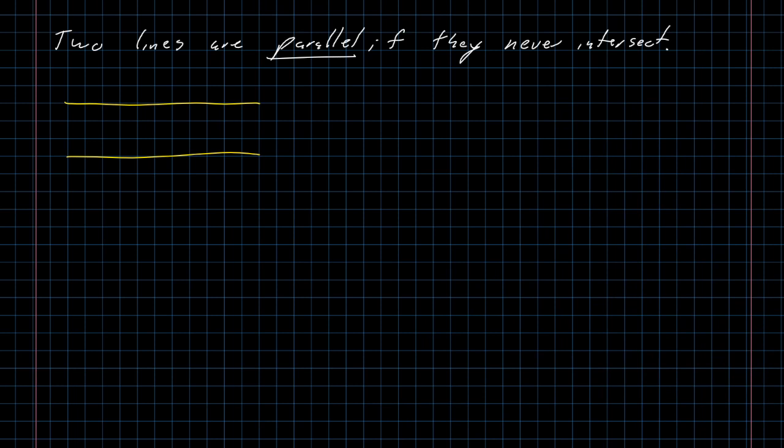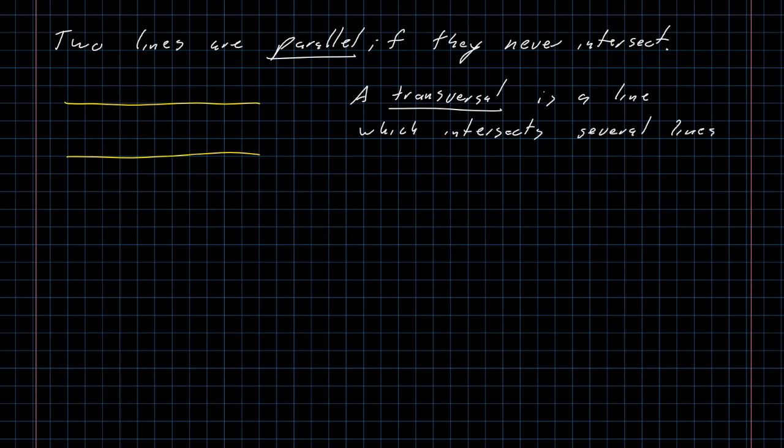All right. Up next, a transversal. This is one of those vocabulary words that messed with me for years after the first time I saw it. I was convinced that there was something profound going on here that I was missing. A transversal is a line which intersects several lines.